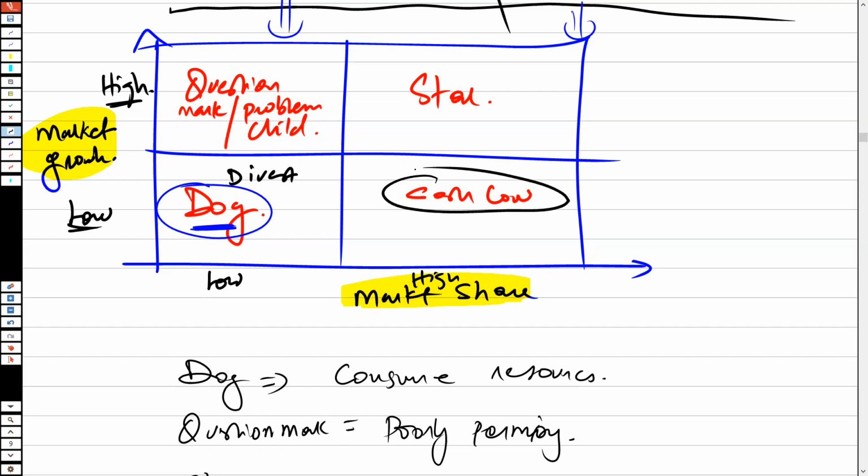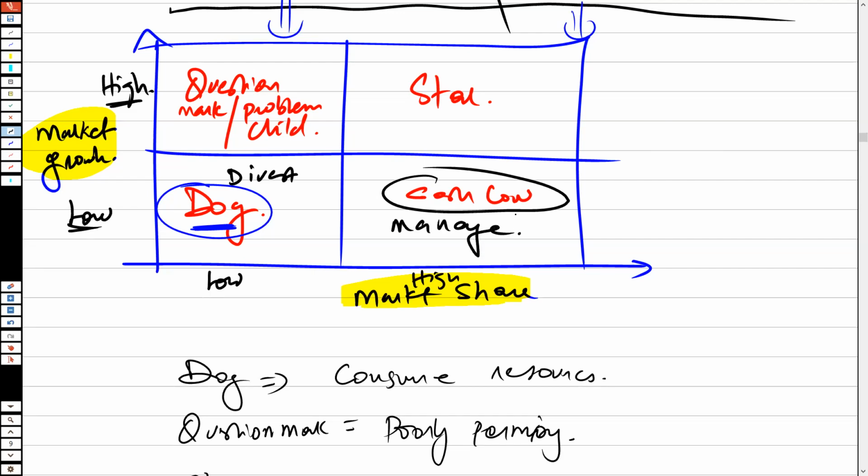Similarly, the cash cows are those businesses, departments, products, etc., which have a huge market share and are in an industry where there is not going to be much growth. So in that situation, you as an organization have the advantage that you could get more benefits, more profits by making low investments.